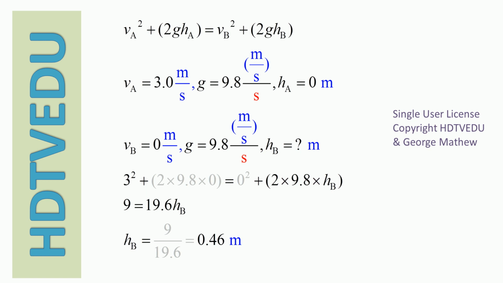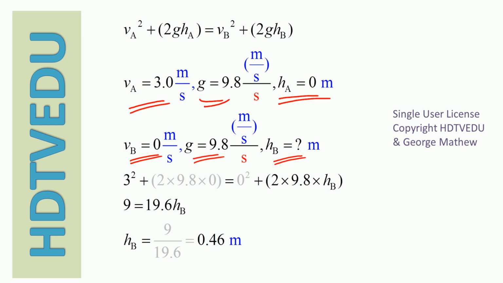Substitute all those numbers that we know. Speed at A is 3 meters per second. Acceleration due to gravity is 9.8 meters per second per second. What is the height of point A? 0. What is the speed at point B? 0. What is acceleration due to gravity? Magnitude is 9.8 meters per second per second. What is the height of point B? We don't know.